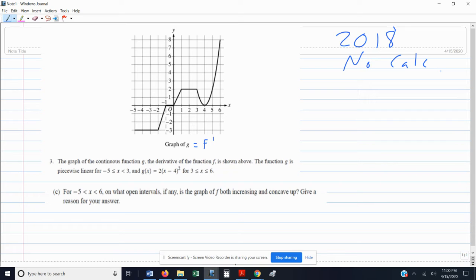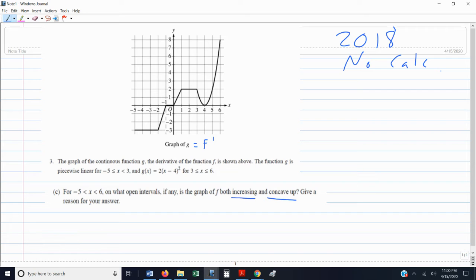And part C says from -5 to 6, on what open intervals, if any, is the graph of f both increasing and concave up, and to give a reason for your answer. So I was thinking if you wanted to pause and just try this question completely on your own, you could do that right now because maybe you already know all the steps to take.